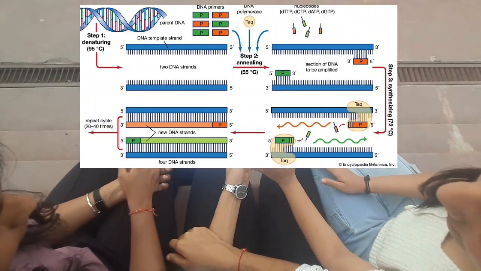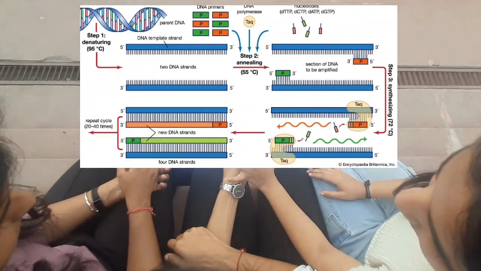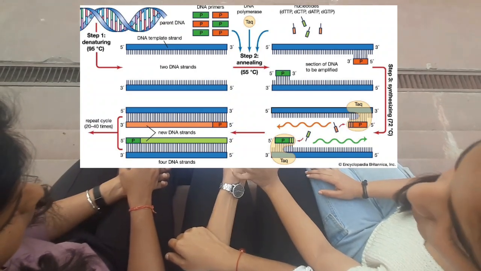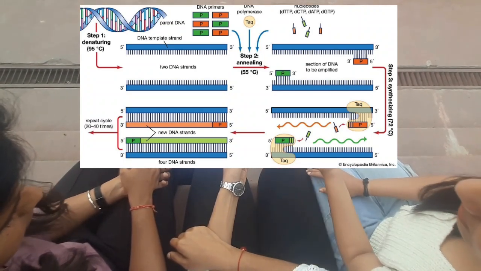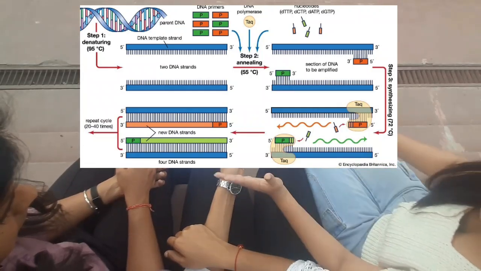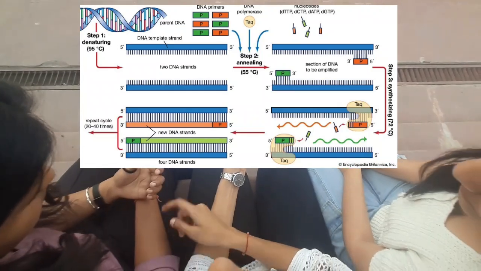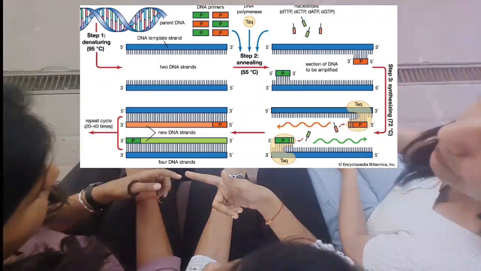The last step is extension. In this step, Taq polymerase binds to the 3' end of the primer and adds dNTP bases. This takes place at 72 degrees Celsius. This is the whole cycle of PCR, and the steps repeat for 20 to 40 cycles. There are different types of PCR, like RT-PCR, multiplex PCR, nested PCR, and anchor PCR.